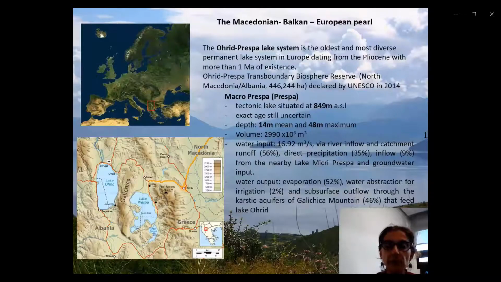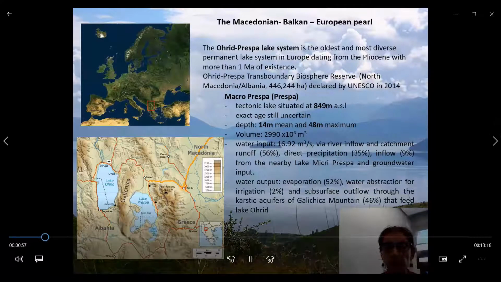First of all, I will give you a short introduction about our area of interest. The Ohrid Prespa Lake System is the oldest and most diverse permanent lake system in Europe. It dates from more than 1 million years ago. It has been declared a Transboundary Biosphere Reserve. This was done by UNESCO in 2014.